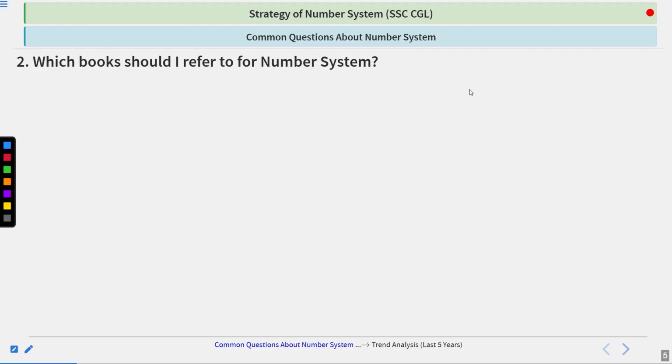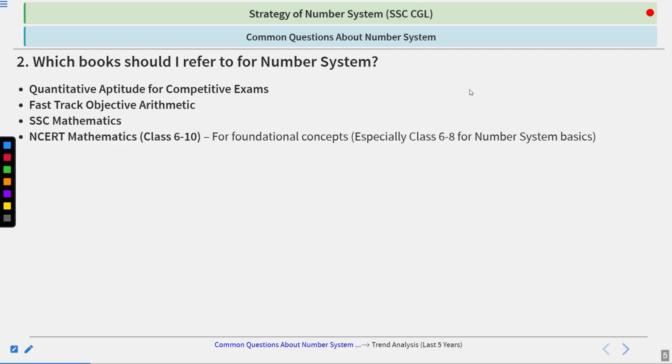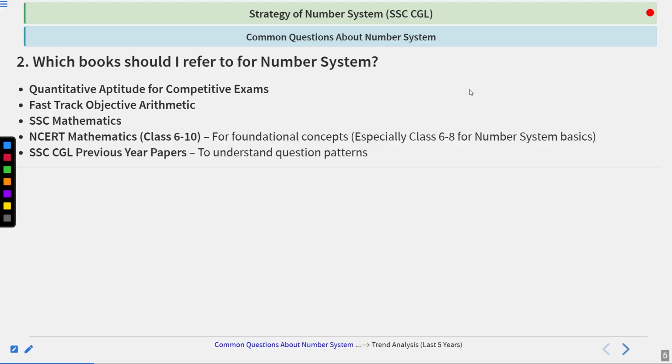Next one is, which book should I refer to for the number system? For quantitative aptitude for competitive exams, you can choose Fast Track Objective Arithmetic, SSC Mathematics, NCERT Mathematics from class 6 to 10 for fundamental concepts, especially 6 to 8 for number system basics. Use SSC CGL previous year papers to understand the question pattern asked in the SSC CGL exam related to number system.